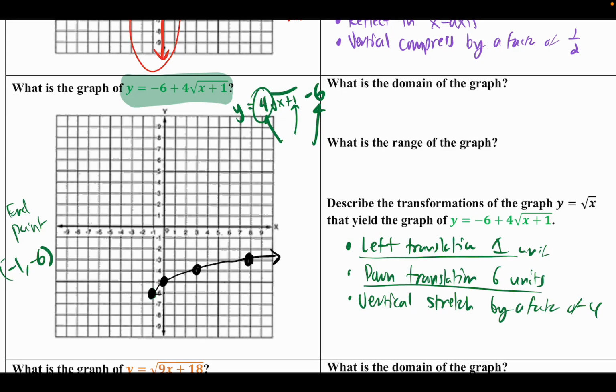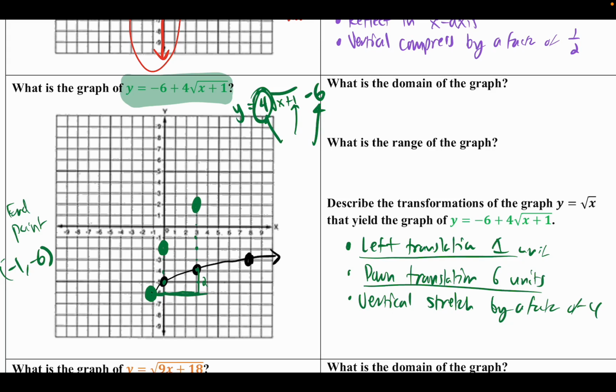Because what should happen is that if I start at the endpoint and I go over 1, rather than go up 1, it's going up 4 times as much. So 4 times 1 is 4, so I'm going to count up 1, 2, 3, 4, right? Then if I go over 4, we know that normally here it's going to go up 2, but I need to times that by 4, which is 8. So I need to actually go up 1, 2, 3, 4, 5, 6, 7, 8. So right there would be 8 higher.